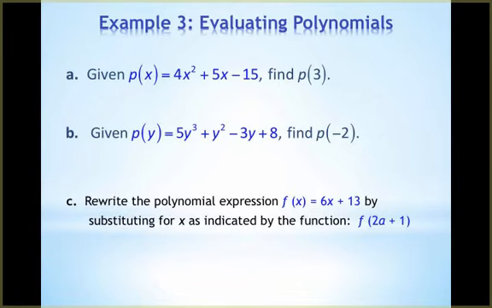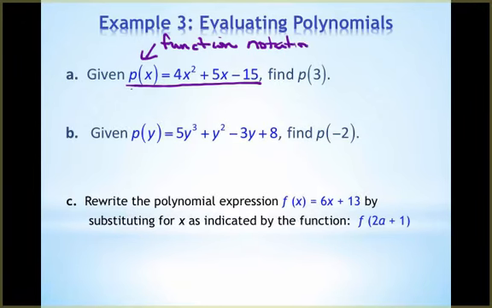Now we're going to look at how to evaluate polynomials. So say that we've been given this notation, p of x, and this is just a way to signify what equation you're going to look at. That's called function notation. So if p of x is 4x squared plus 5x minus 15, we want to find p of 3. Well, to find p of 3, what I want to do is replace all my x's with a 3. That's all that means.